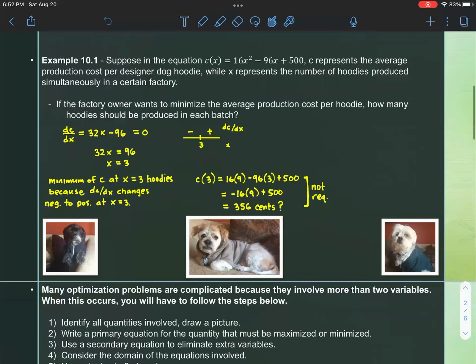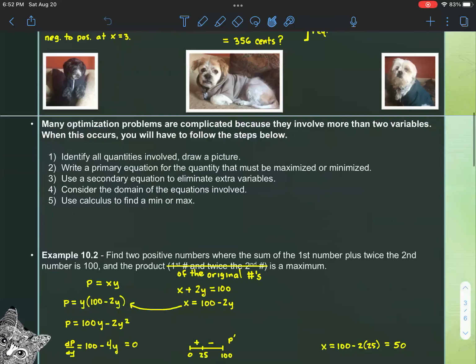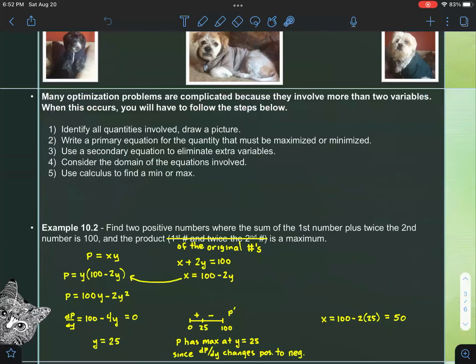Now that was a simple one. Many optimization problems are more challenging because they involve more than 2 variables. So in those cases, I've got some steps that you want to follow. Number 1, identify all the quantities involved. Make sure you draw a picture if it's going to help. And then immediately following that, you want to write what I call a primary equation.